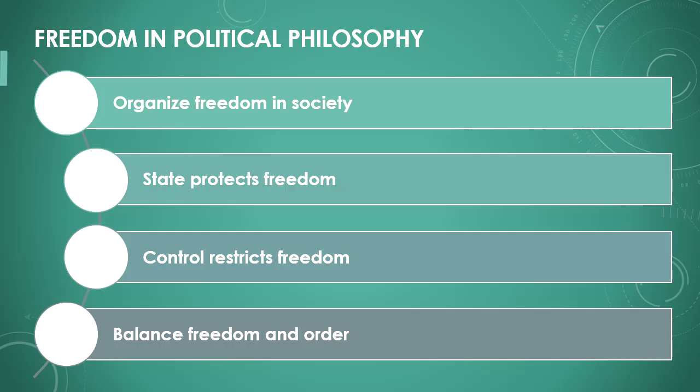Political philosophy deals with the question of how freedom can be organized in a society. Some thinkers argue that the state should protect the freedom of its citizens. Others believe that too much state control restricts freedom. There are many different views on how freedom and order can be brought into balance.